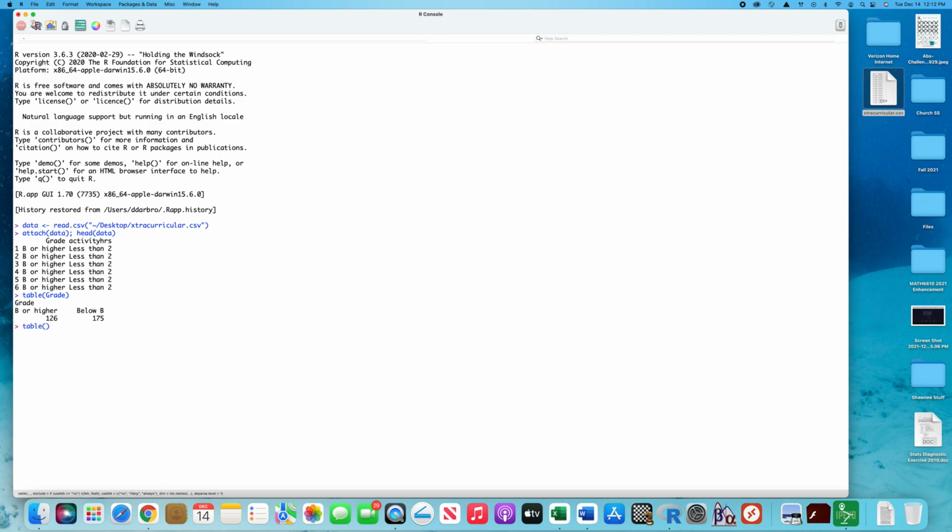And we can examine activity in hours. So it looks like there were 128 at 2 to 12 hours, less than 2, 73 people, and more than 12 hours. So what we have going on here, it looks like that we're going to examine the relationship between the student's grade and the number of hours that they participate in extracurricular activities.